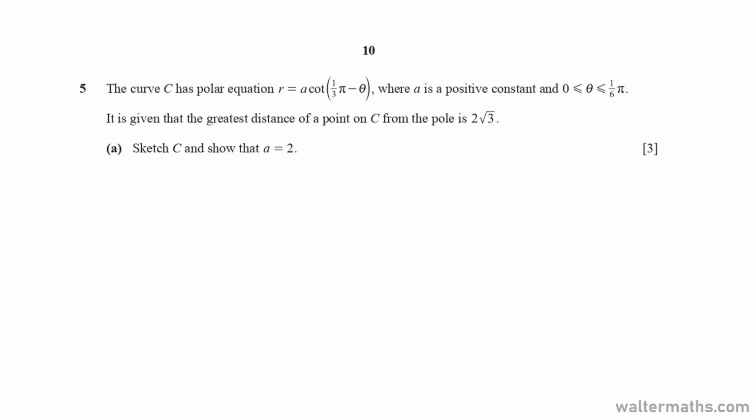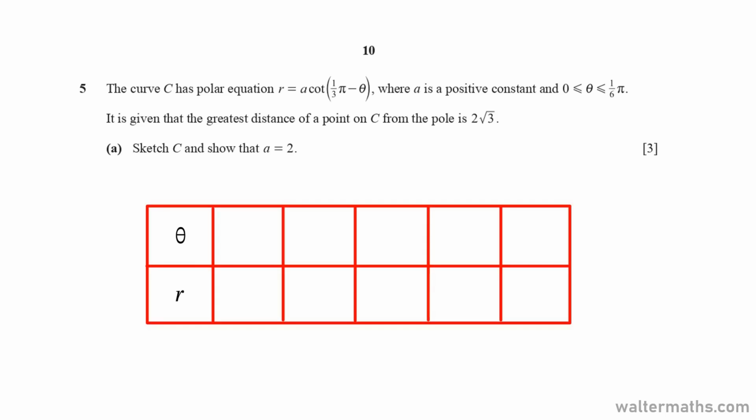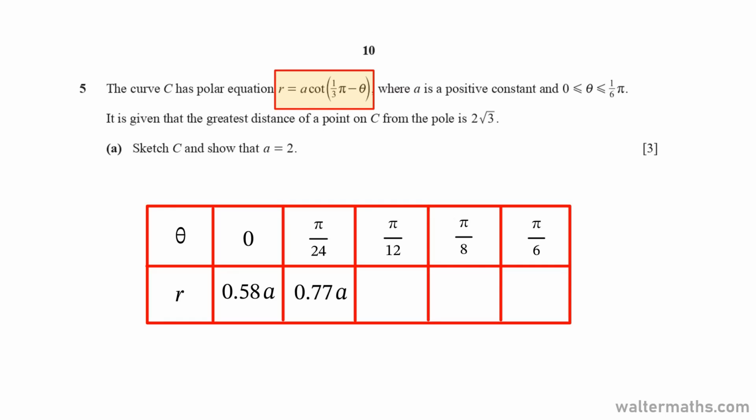So when sketching the polar curve C, we can make a little table of values like this one. So we can have values that are ranging between 0 and a sixth pi at regular intervals. So these are values that are going to help me to plot out or map out the polar curve C. Now substituting into the equation, when theta has a value of 0, you find that r will be having a value of 0.58a. And when theta has a value of pi over 24, r will have a value of 0.77a. When theta has a value of pi over 12, r will have a value of a. And when theta is a value of pi over 8, r will have a value of 1.3a. And lastly, when theta is a value of pi over 6, then r will have a value of 1.73a.